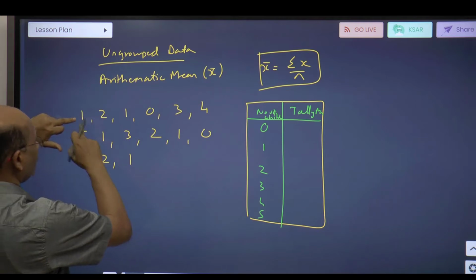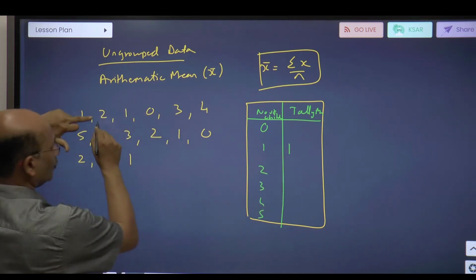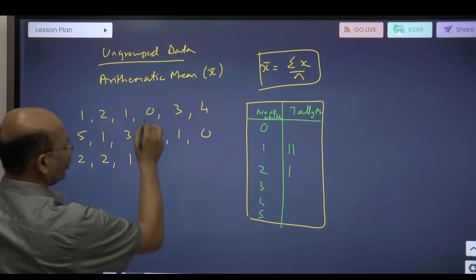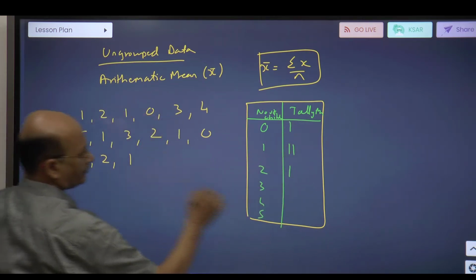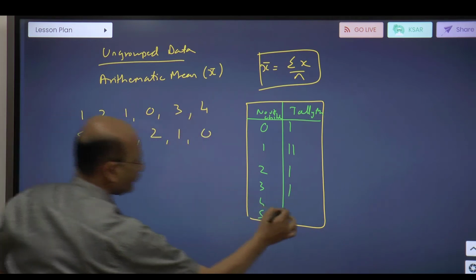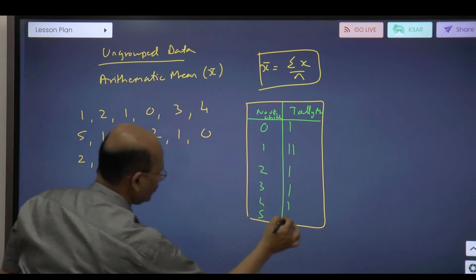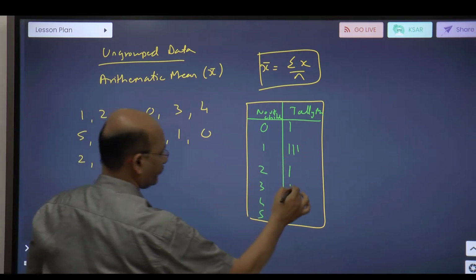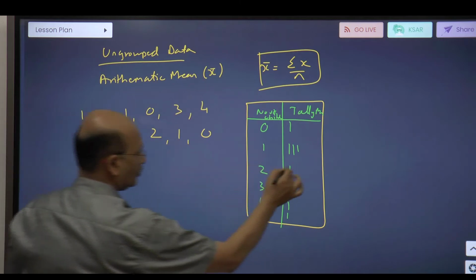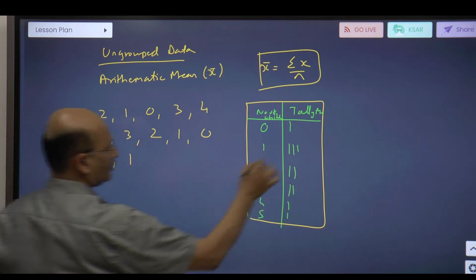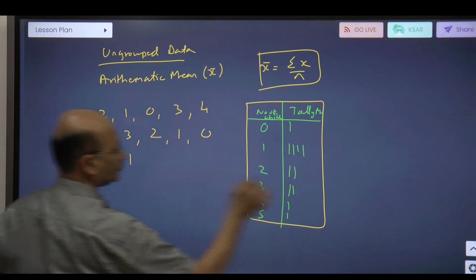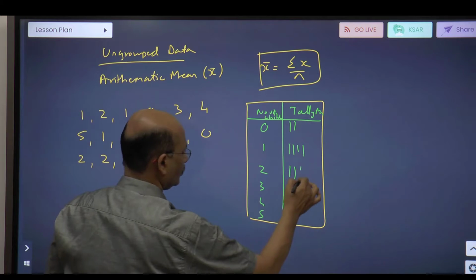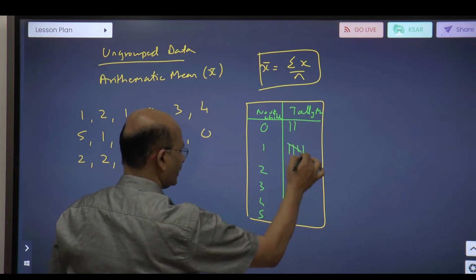So first 1, put a tally mark for 1. Then 2, 1 tally mark. 1, second. Then 0, 3, 4, 5, 1, 3, 2, 1, 0, 2, 2, 1, 2, 2 and 1. The fifth tally mark will come like this.